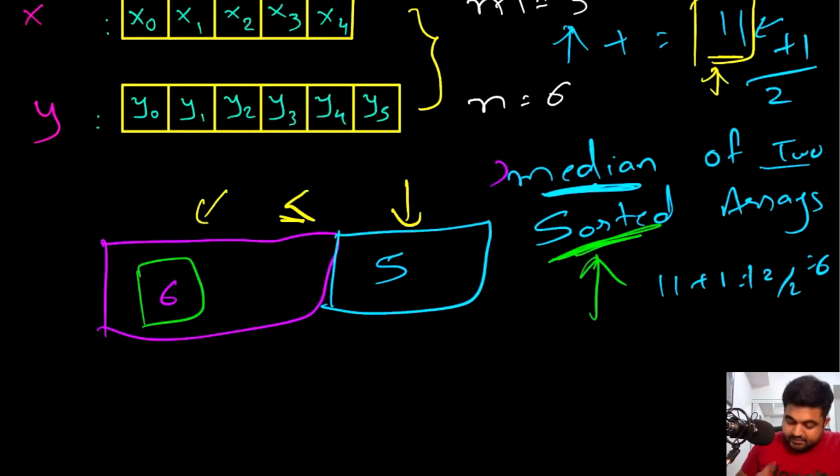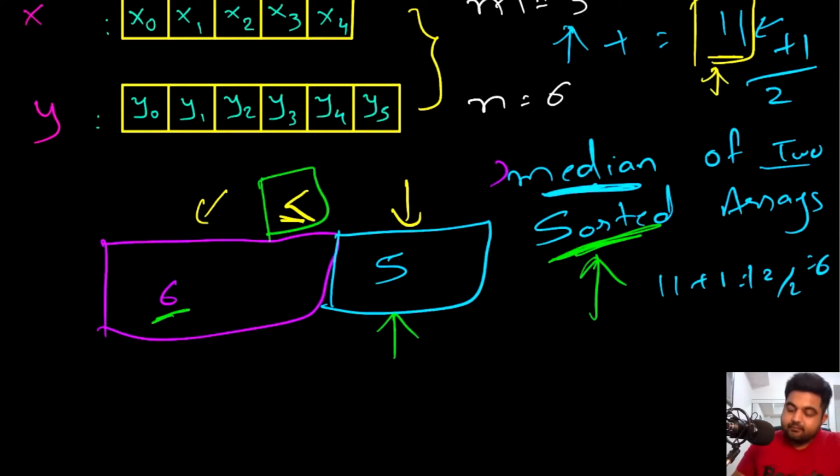I am telling this again: all those 6 values that we have on the left-hand side have to be less than or equal to all the values on the right-hand side. Why? Because we are trying to find the median of two sorted arrays. If they are not sorted, then it's like a big mess for us, right?